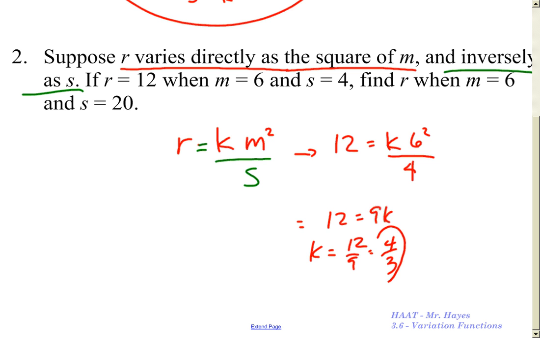Then we're going to use that and get r is equal to 4/3 m squared over s. And again, remember, you can write the k out front if you want, and that makes it a little bit easier when you start dealing with fractions.